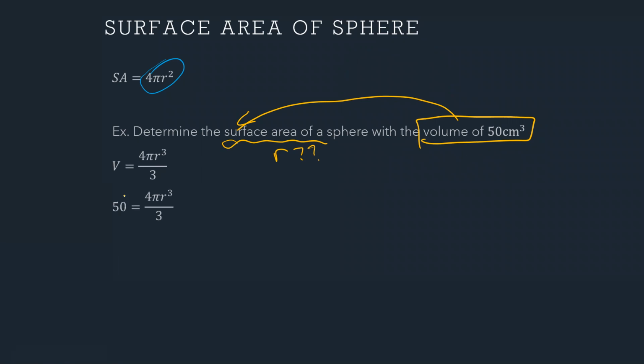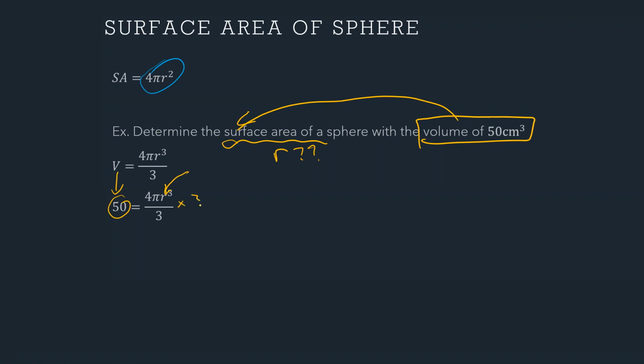So what we're going to do first is start off with the volume. We know the volume is 50 centimeters cubed, so we replace the volume with 50, and we make this equal to 4 pi r cubed divided by 3. This is just the volume of a sphere formula. Next, I'm going to look at this and say, what's my goal? My goal is to find out what the radius is. That's what I want to know. If I know the radius, then I can easily find the surface area.